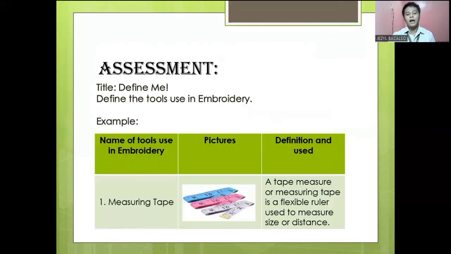And now we will have an activity entitled Define Me. Define the tools used in embroidery. We have here an example. In the first column, you are going to put the name of the tool used in embroidery. For number one, the example here is measuring tape. Then the second column will be the picture of the tool. Then the third column will be the definition and use of that tool.